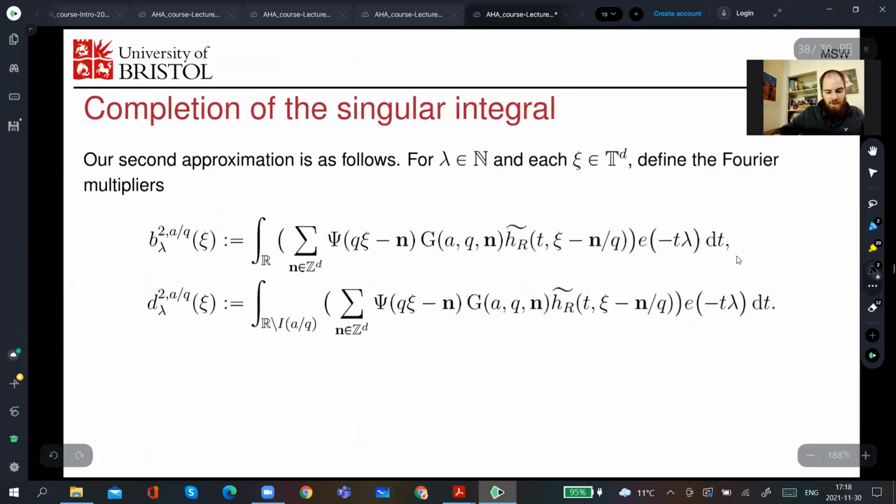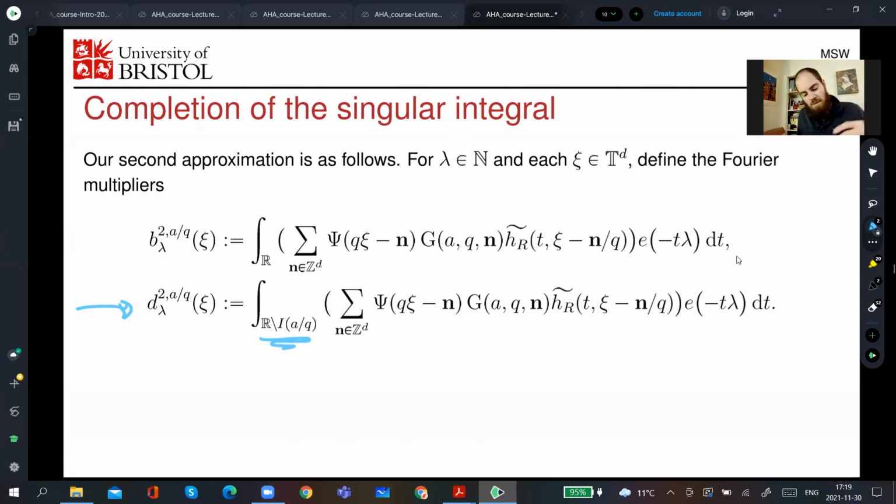All right, so what's our second approximation? Well, that's going to be given to us by completing the singular integral. Okay, so remember B1 was defined so that we had this integral being over the arc I of a/q. But now it's actually going to be over all of R. And so that means we have to handle this difference right here, which is of course the complement of that arc inside of the real numbers.